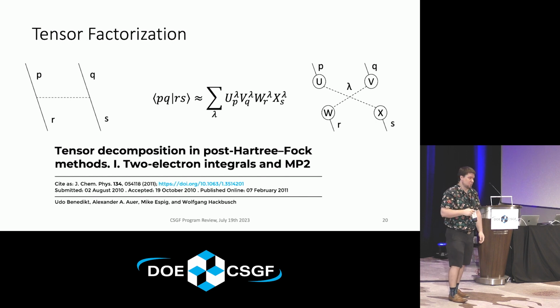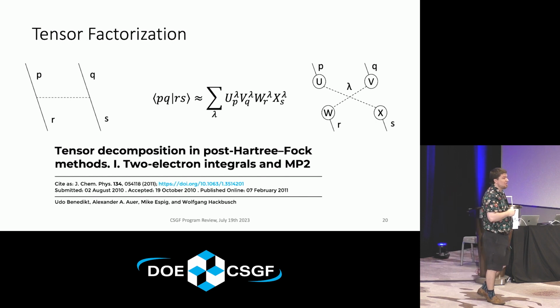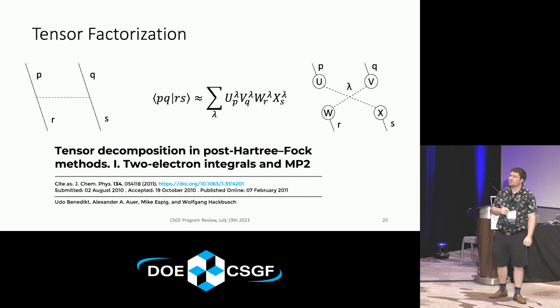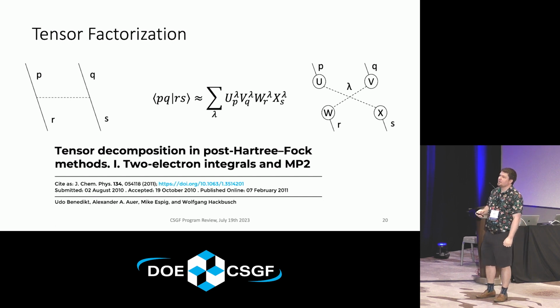Well, what about this one? This is something called the canonical polyadic decomposition. The idea here is that every incoming edge, every representation of a single electron, we can compress, or transform into some auxiliary space using a factor matrix. So we have factor matrices U, V, W, X. And then the interaction here is represented in a linear space, lambda.